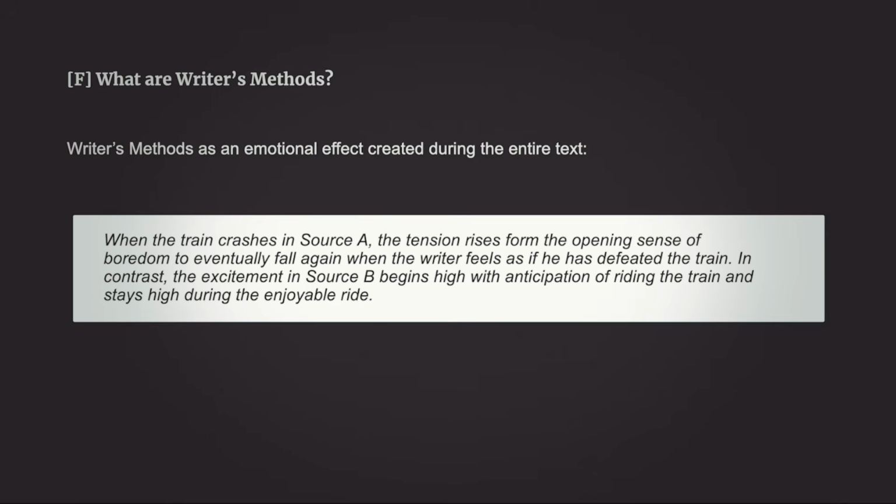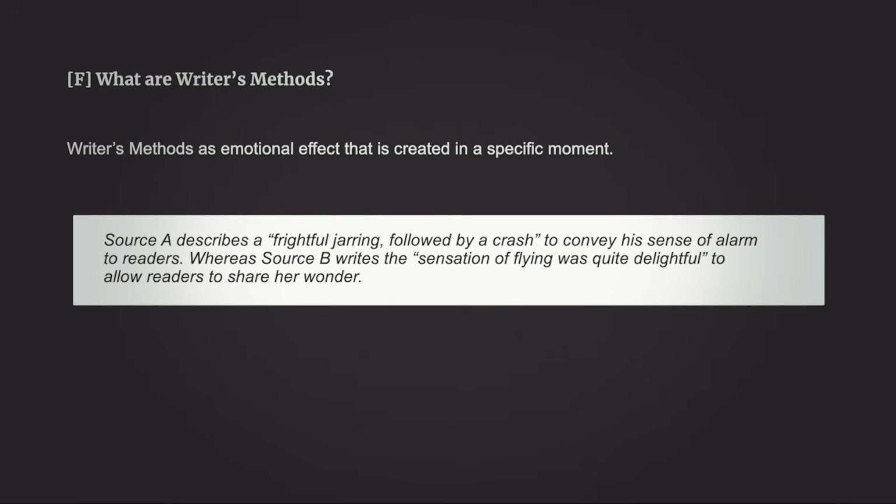Now here's an example of the writer's method as an emotional effect that's created in a specific moment. Source A describes a frightful jarring followed by a crash to convey his sense of alarm to readers, whereas source B writes a sensation of flying was quite delightful to allow readers to share her wonder. Notice, again, I've named no techniques, no keywords are picked out. Instead, we focus on the emotional effects of the writer's alarm and wonder.